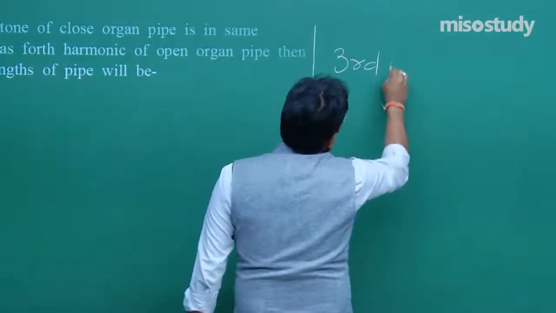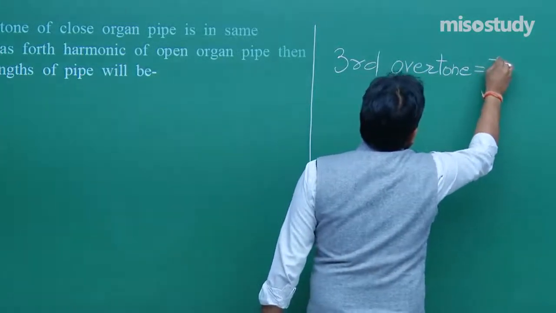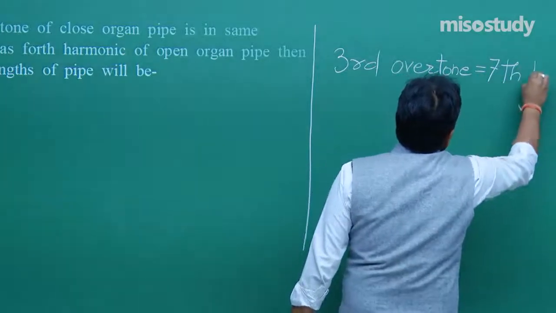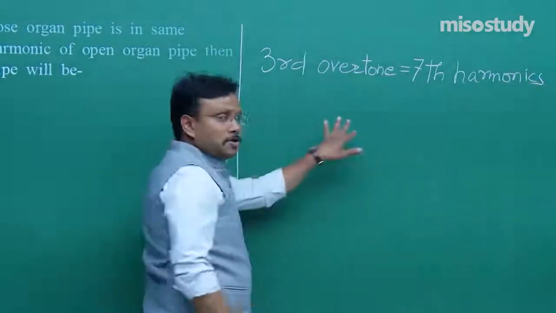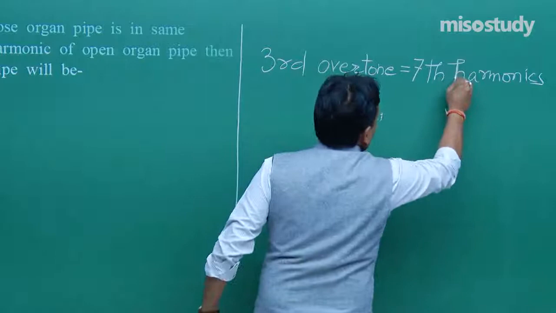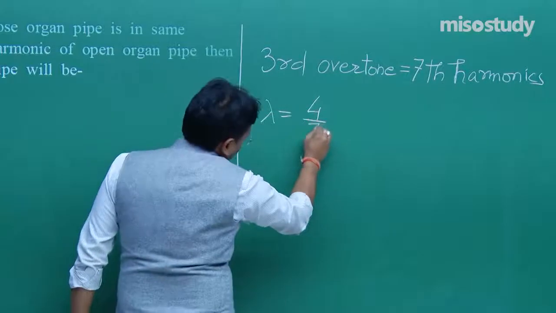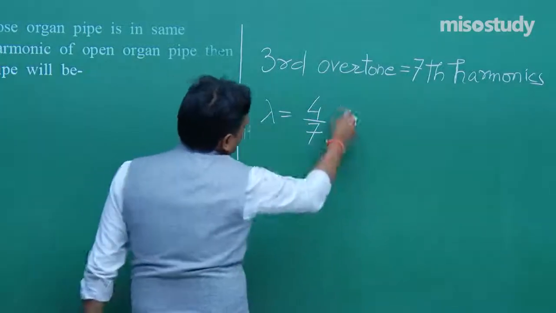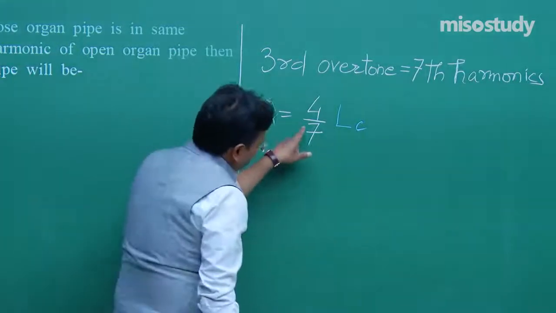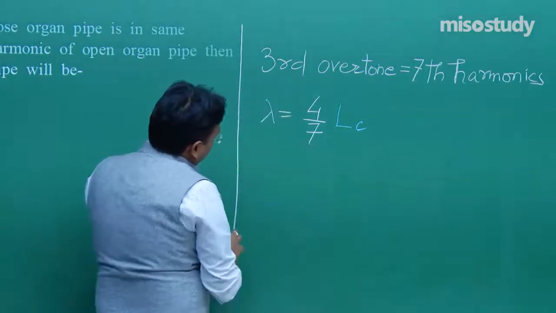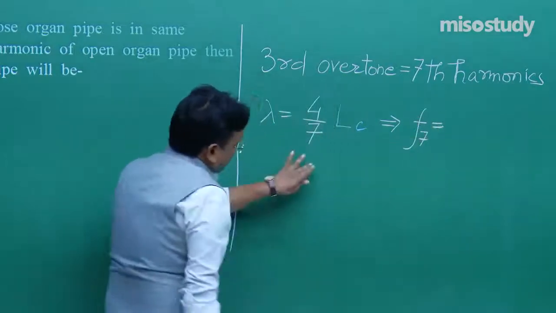Third overtone is equal to 7th harmonic. Simple. Now lambda is equal to 4 by 7 L_C. I don't know how much you learned from that particular question. So lambda is equal to 4 by 7 L_C, and this implies that F7 is equal to how much?